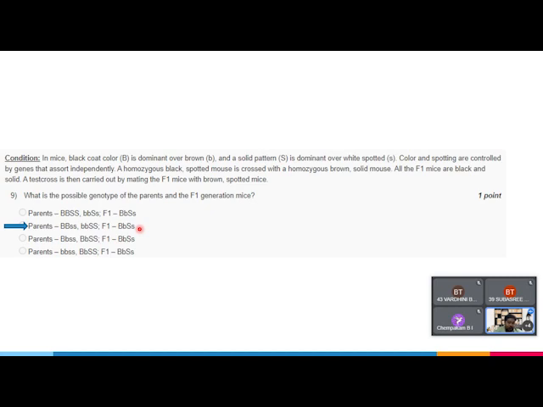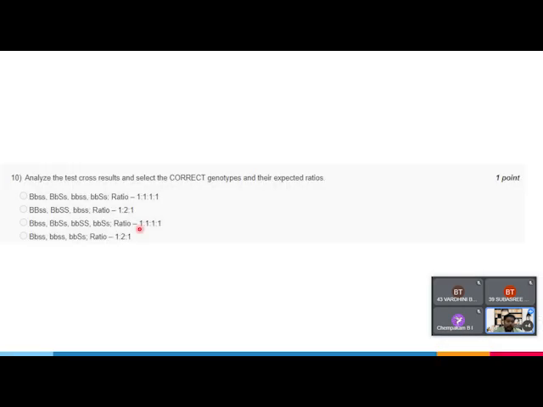That is, all of you that have answered it in the chat are correct. It is the option B. So now we move a step forward with the question. Analyze the test cross results and select the correct genotypes and their expected ratios.